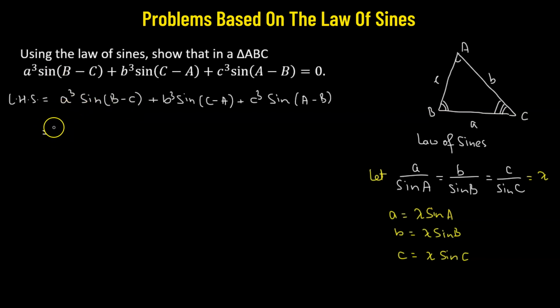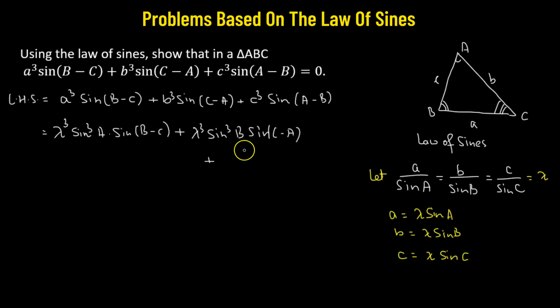So we have a cube. So a cube will then become lambda cube multiplied by sine cubed A times sine(B minus C), plus b cube. So b cube will be lambda cube times sine cubed B multiplied by sine(C minus A). And the third term, we have c cube, so that will be lambda cubed times sine cubed C multiplied by sine(A minus B).